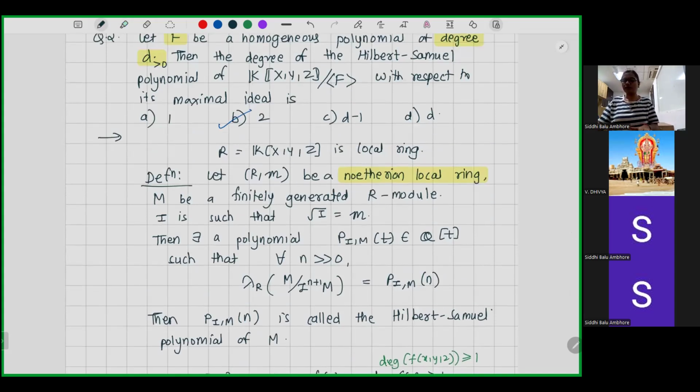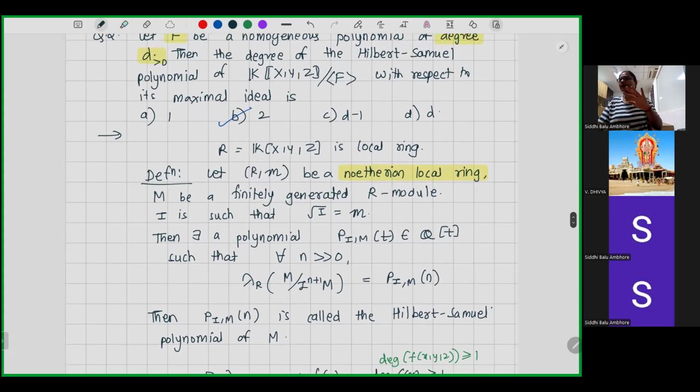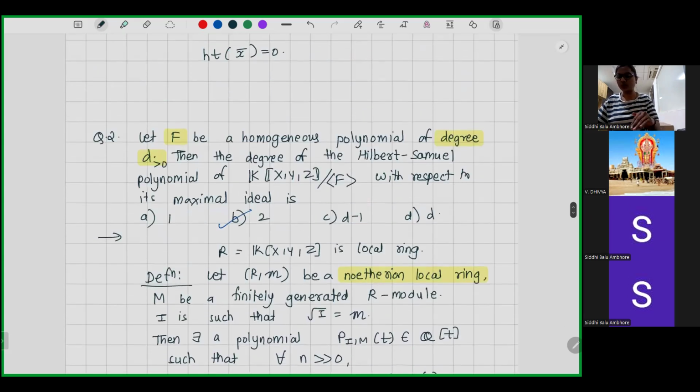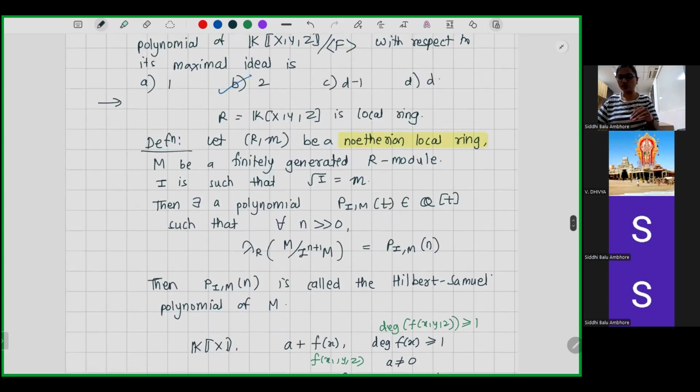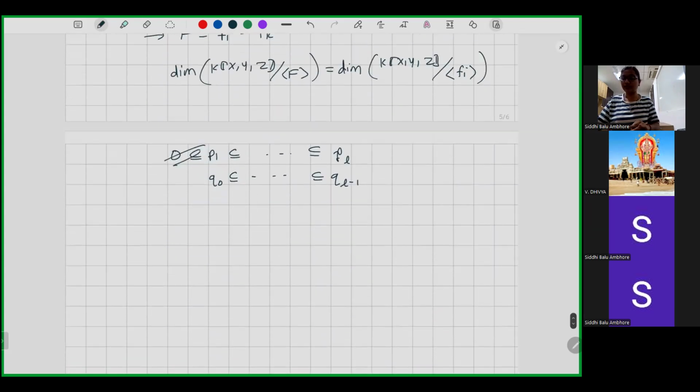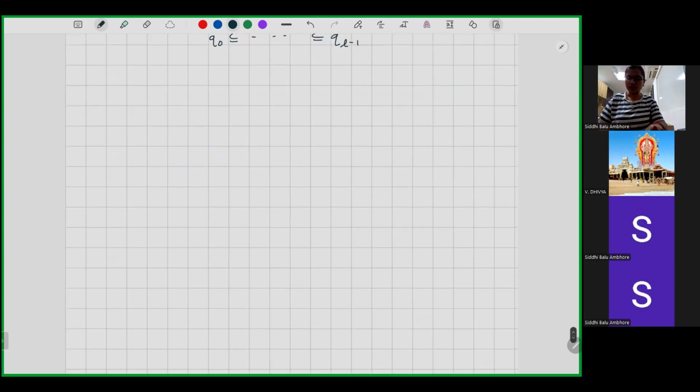It is 2. Okay, and I hope it is clear that when it is 0, it is constant and the dimension is 0 and so on. So that's why the degree has to be at least 1 for us to proceed. I hope this is clear now. I mean, the question is also clear, how we are getting the degree to be 2. Note that this is a very general statement here. F needs only to be a homogeneous polynomial of positive degree, and we are getting that the degree of that Hilbert-Samuel polynomial must be 2 and so on.